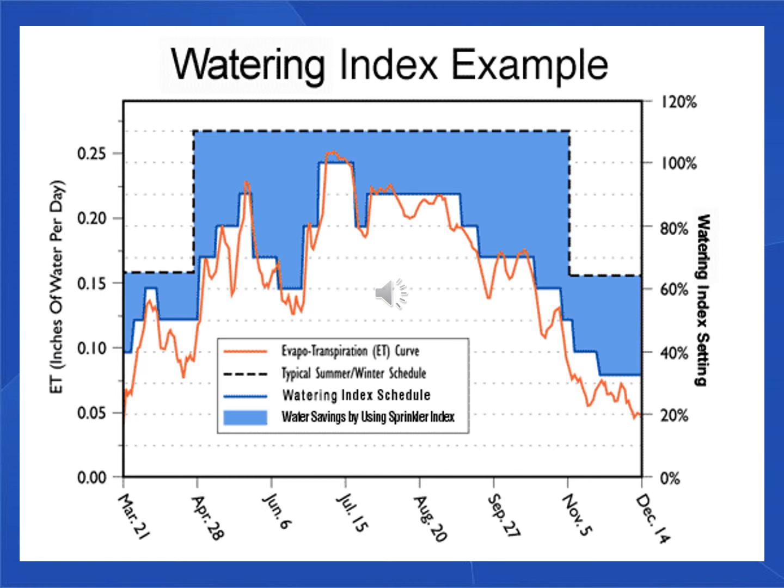So that blue area is all the extra water that's being applied in the summer that's not needed, and in the winter, and it's just not changed much at all. That's where we can have a lot of savings of time and money and resources.